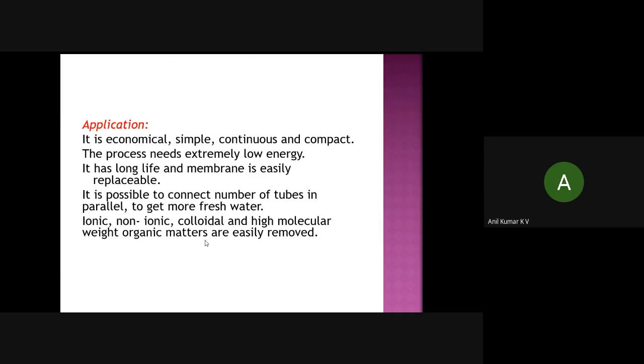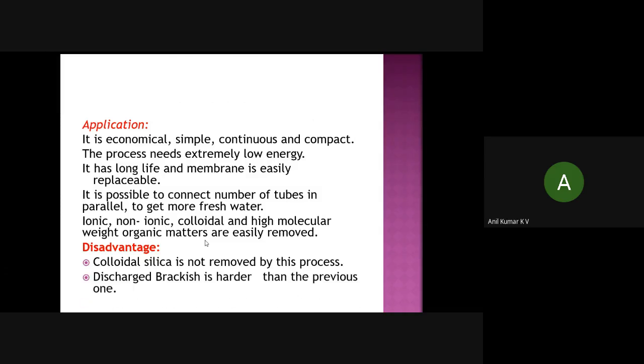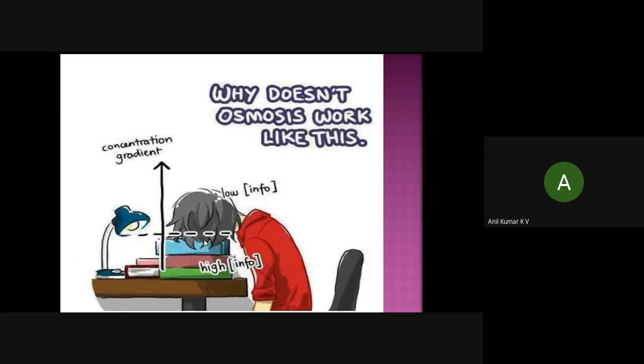Ionic, non-ionic, colloidal, and high molecular weight organic matters are easily removed. Disadvantages: colloidal silica is not removed by this process. And one more disadvantage is that the discharged brackish water is harder than the previous one. These are the disadvantages of reverse osmosis. Thank you.